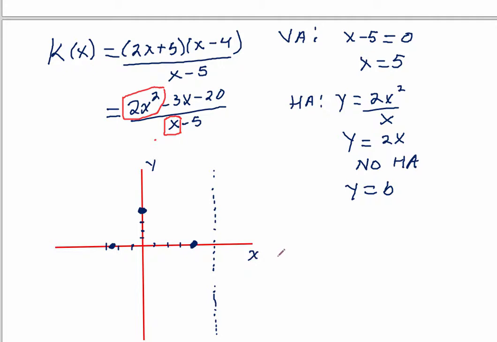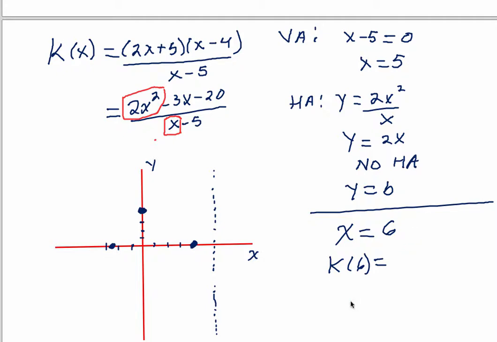Well, we can grab ourselves a couple more points. Once you have all the information that you know about it, go ahead and pick a couple more points to help you figure out how to plot the thing. In this case, let's pick x equals 6 because we want to get something on the other side of that vertical asymptote. In other words, we're going to find out what k of 6 is equal to.